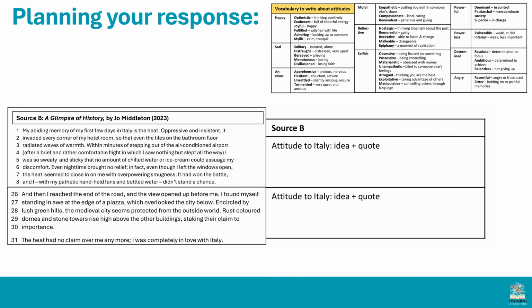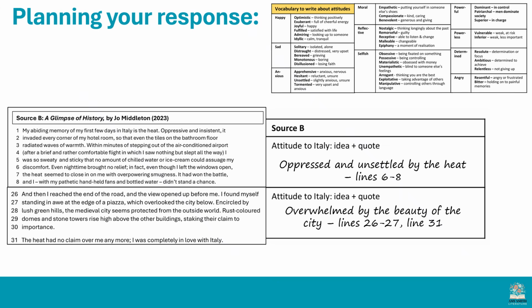So your job now is to think about these paragraphs from source B. What is Middleton's attitude to Italy and what line number are we going to use for that? And we're going to come up with 2 ideas. So stop the video, have a go at filling in the second part of the table, and then start the video again when you're ready.